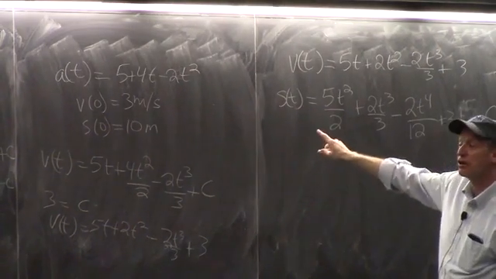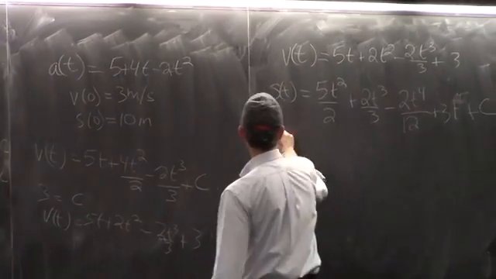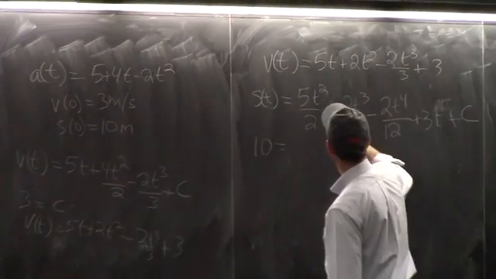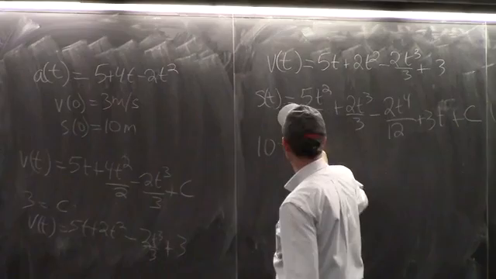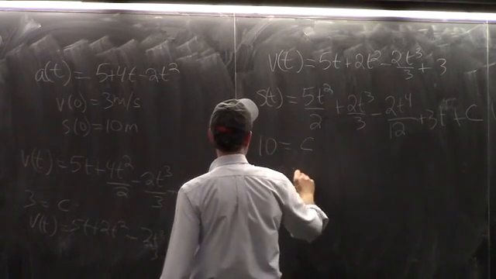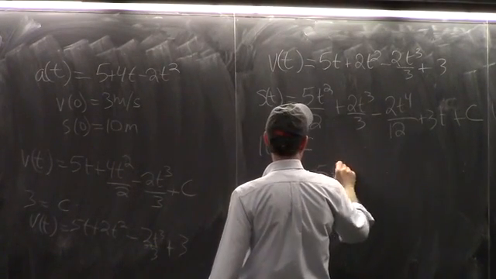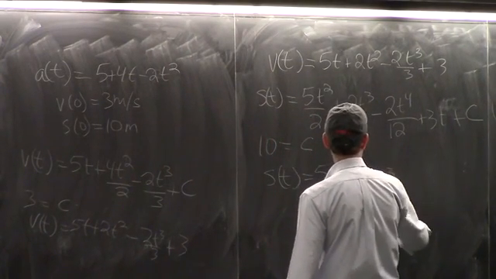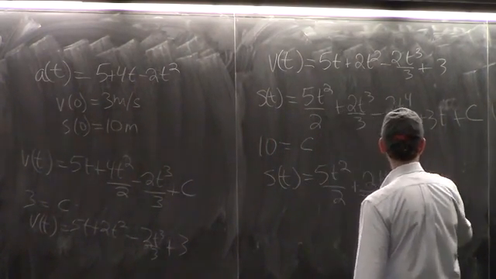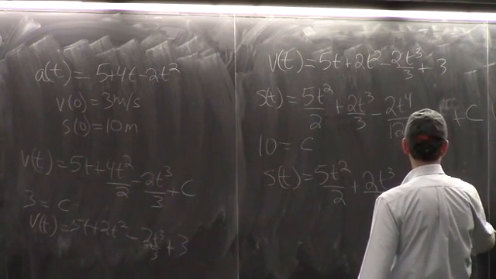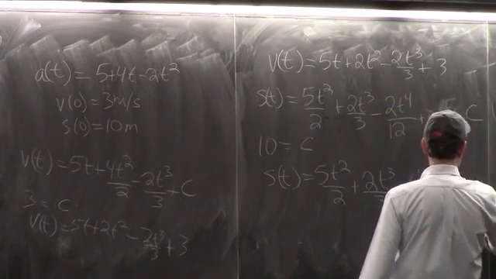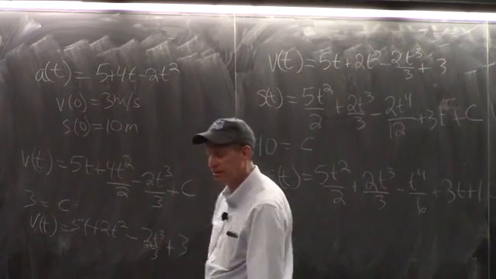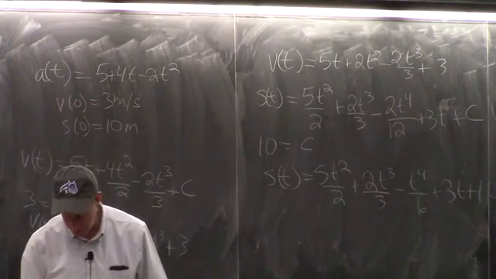And I know the position at 0 was 10. So when you plug in 0, these terms are all 0, so c equals 10. So your position function is 5t squared over 2 plus 2t cubed over 3 minus t to the 4th over 6 plus 3t plus 10. How do we do? You get that one?